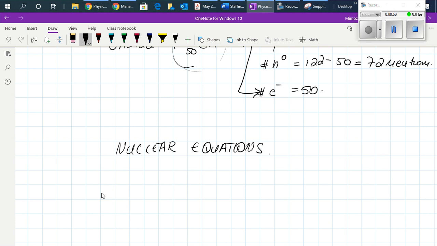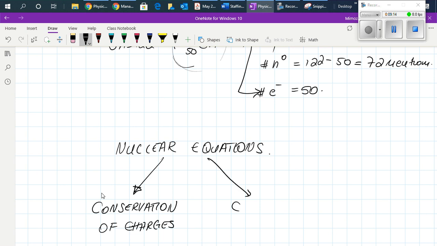So when we are writing a nuclear equation, it is important to have two principles. That is known as the conservation of charges, and the other one is the conservation of masses.